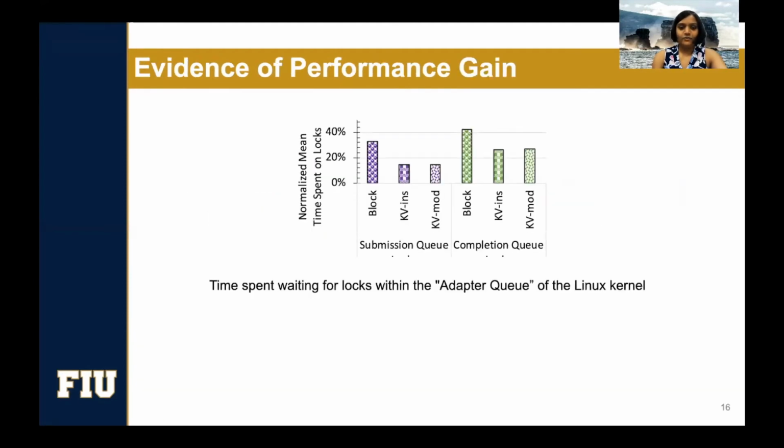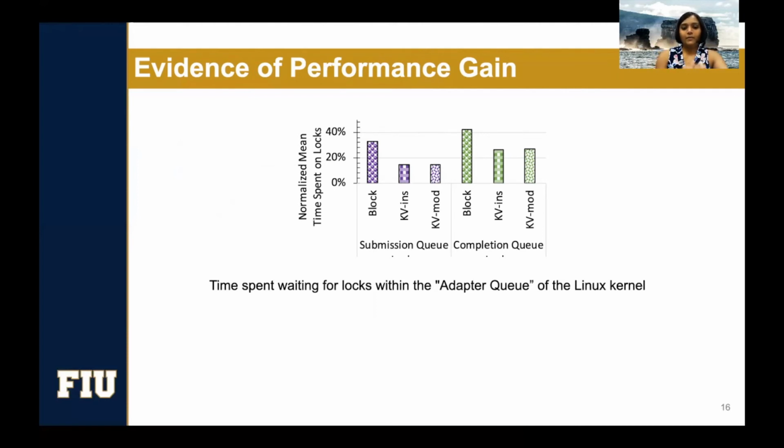What's the evidence of the performance gain that we observed in the previous slide? Here I'm showing on the y-axis the normalized mean time spent on the locks. This is one of the places we observed that KV-SiPs is able to perform much better or save much time compared to the block infrastructure. The time spent waiting for locks within the adapter queues, submission queue, as well as the completion queue of the Linux kernel is shown in the bar. Lower time is better because this is an overhead.